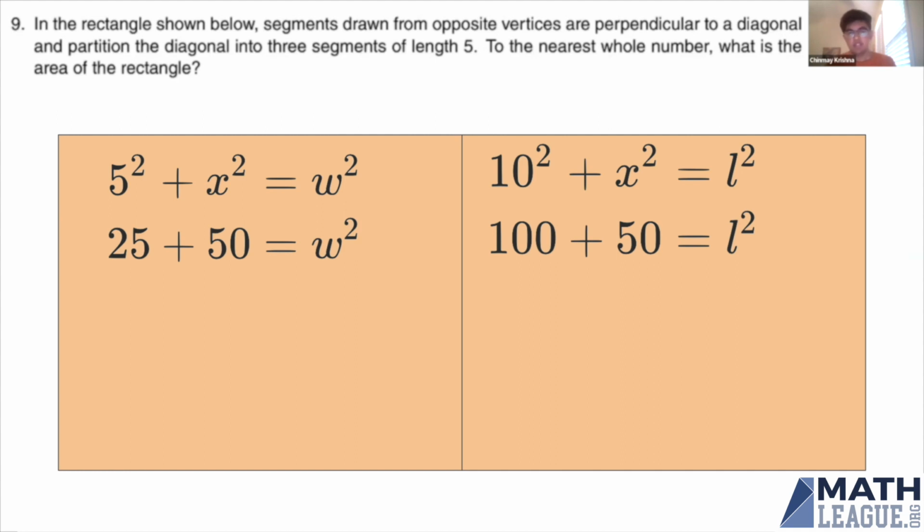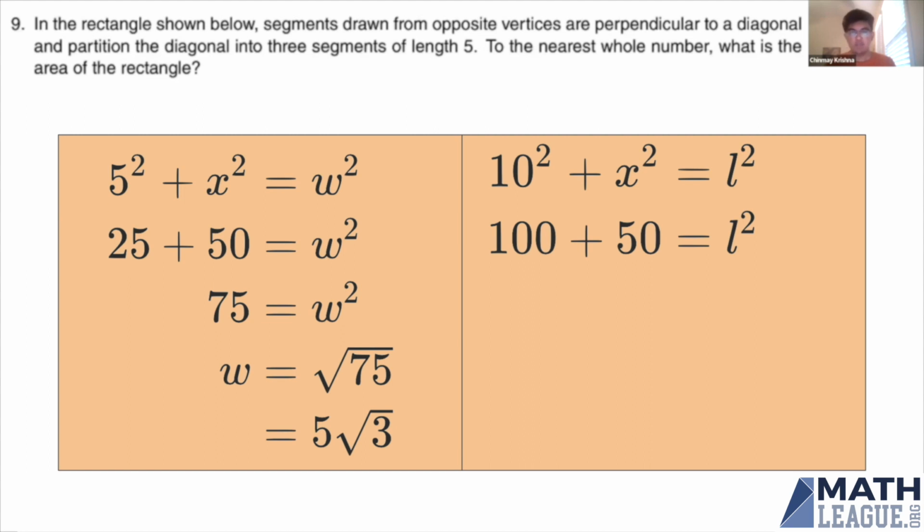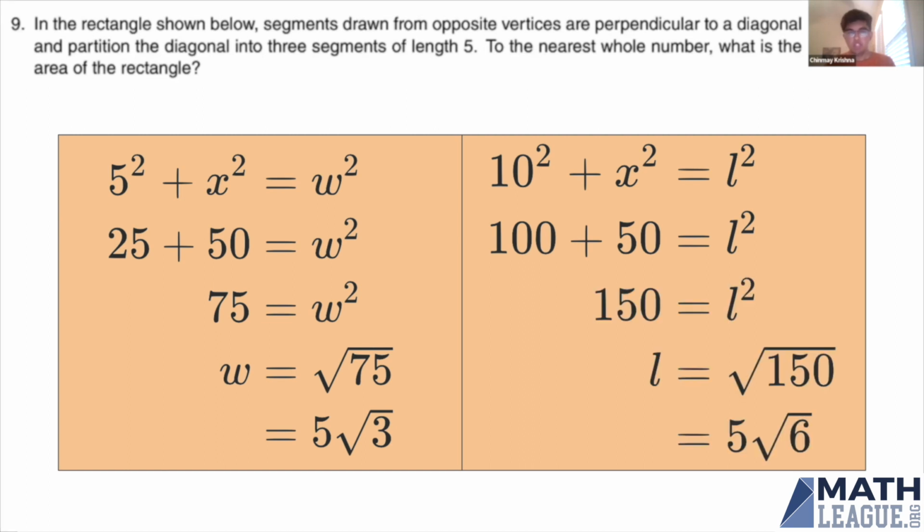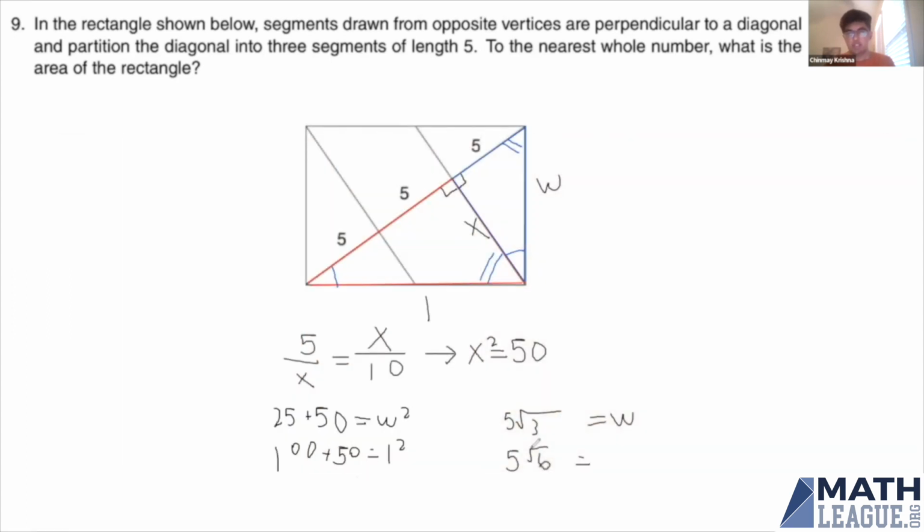And so now that we have both the length and the width, we can find the area of the rectangle, which is just length times width. The width is the square root of 75, which we can simplify as 5 square root of 3. And the length would be the square root of 150, which is equal to 5 square root of 6. So we just want to find the length times the width. When we multiply these together, we get 75 square root of 2, and that would be the area of the rectangle.